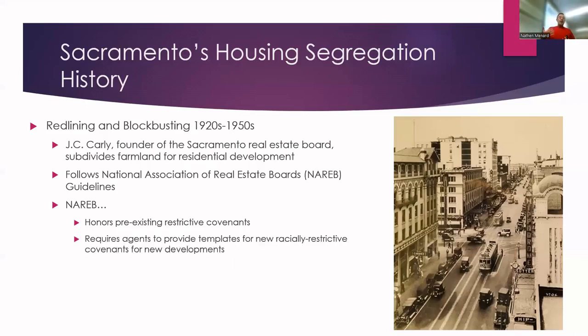It also requires agents to provide templates for new racially restrictive covenants for new development. This means that with regard to the property J.C. Carley is developing, because he's buying into the NAREB, he's also agreeing to their principles and processes of creating and requiring racially restrictive covenants for the properties he is now building on this farmland that he's turning into the early neighborhoods of the Sacramento region.